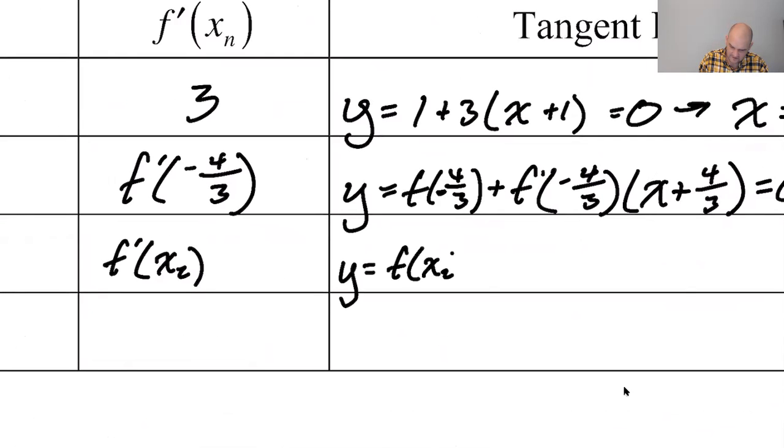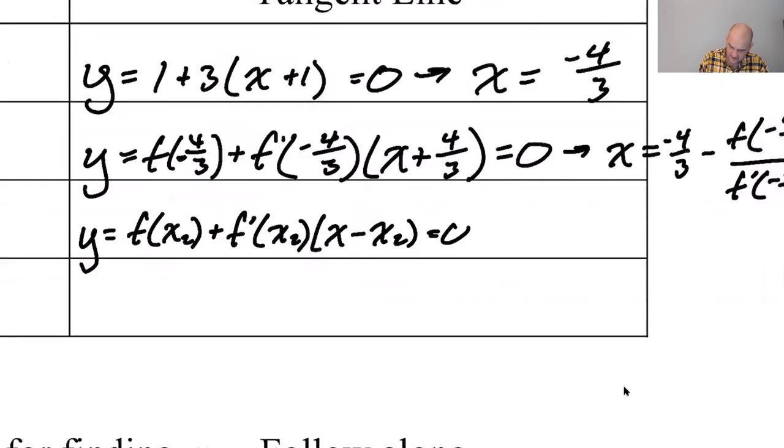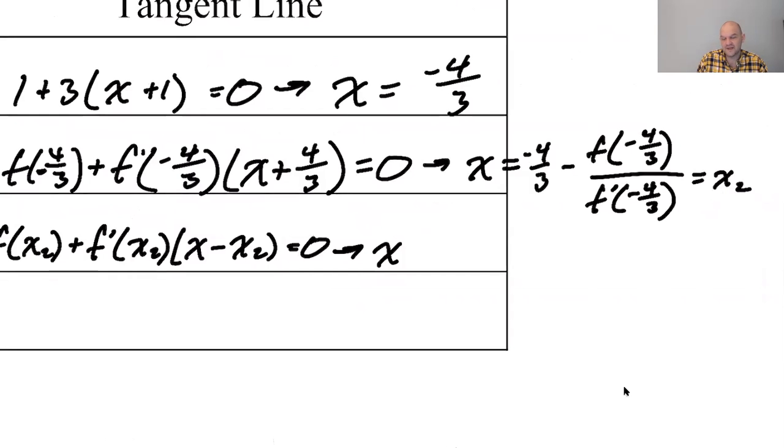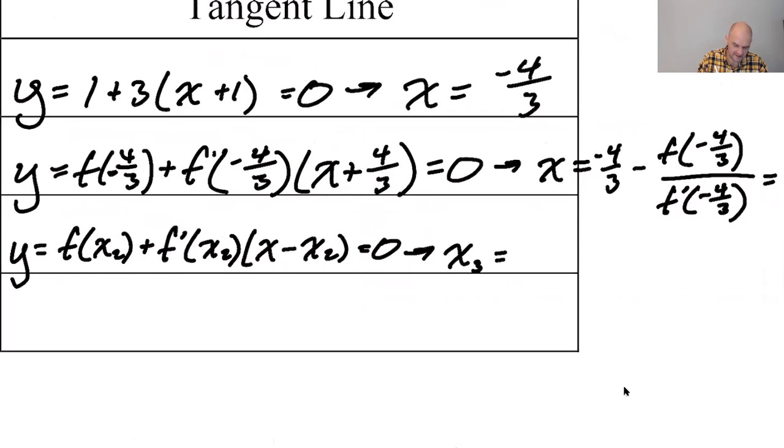f of x sub 2 plus f prime of x sub 2 times (x minus x sub 2), set it equal to 0, and then we have to solve, right? So we're going to get x. But what x are we really getting? We're really getting the next x, which is x sub 3. So x sub 3 is going to be, you subtract f of x sub 2, divide by f prime, add x sub 2. So it's x sub 2 minus f of x sub 2 over f prime of x sub 2.